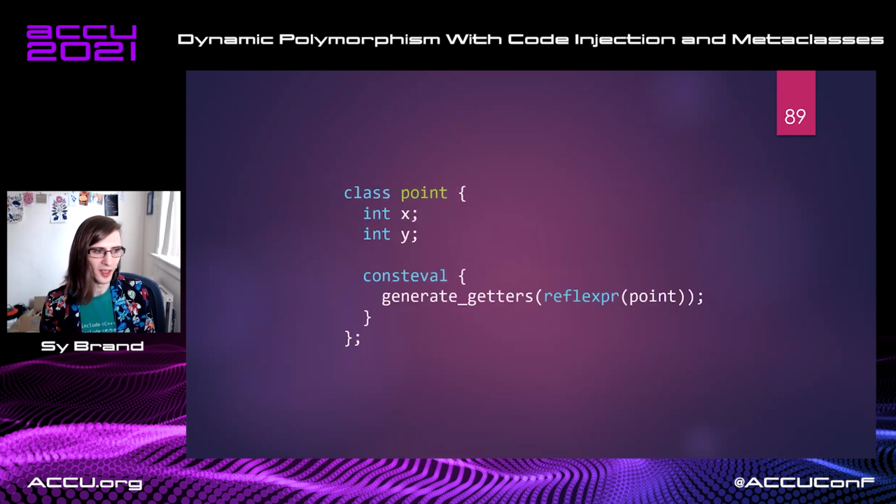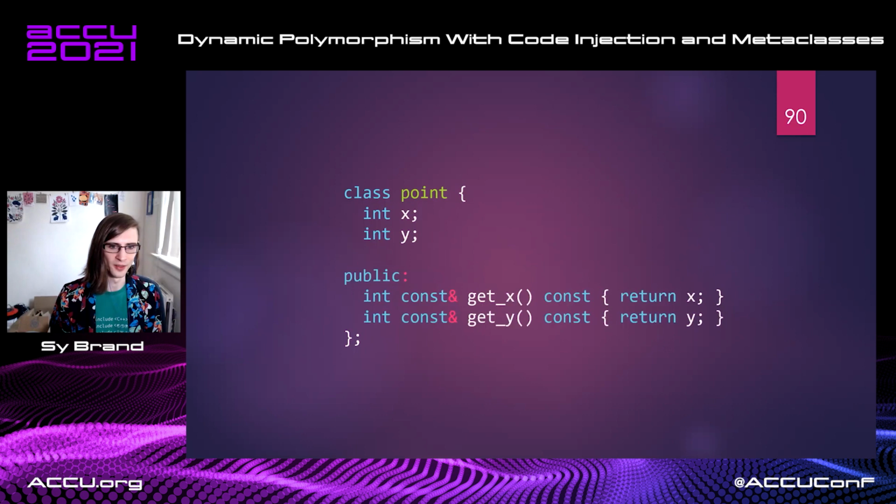Okay, so feel free to keep those questions coming, but I'm gonna move on a bit. So this is the code we had. We call generate getters, and then it injects the code into this scope. It's pretty cool, I think. We're going to see more powerful ways of using this pretty soon.